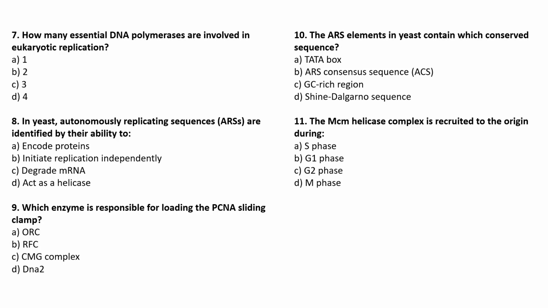Right. Question 11. So the MCM helicase complex, it's recruited to the origin during which phase? Option B. That's correct. Very good. So you're right. It is during G1 phase. And that makes sense also because initially you're loading during G1 phase, and then after just one round, you're going to have inactivation. You're going to prevent helicase from binding too much.